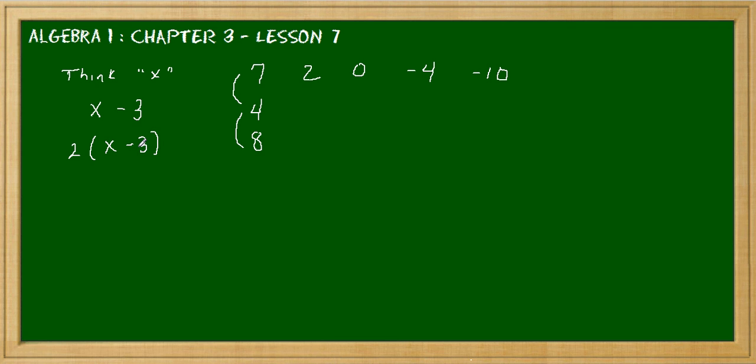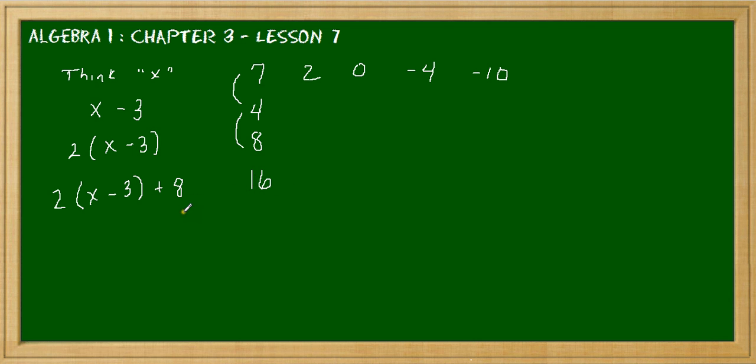Okay, so what would the next one be? Well, we're going to add 8. So what would that look like? Well, that would actually look like this. 2 times parentheses x minus 3 plus 8. Wouldn't it look like that? All right. Now, if we add 8 to 8, we know we're going to get 16. So here's our first block that we're filling in.